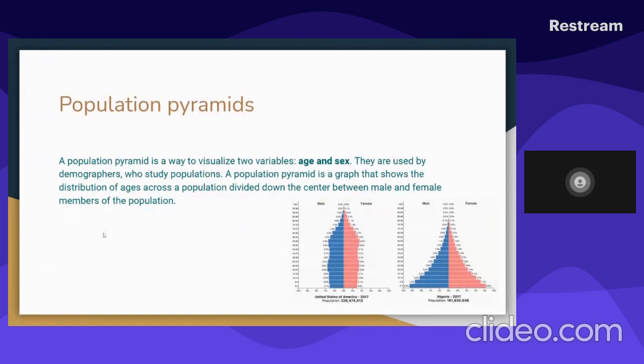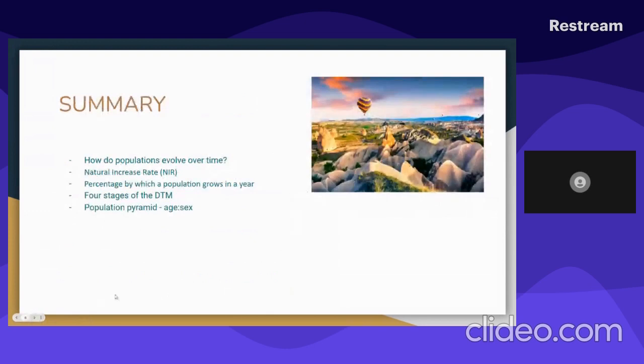Population pyramid. A population pyramid is a way to visualize two variables. They are used by demographers who study populations. A population pyramid is a graph that shows the distribution of ages across the population, divided down the center between male and female members of the population.